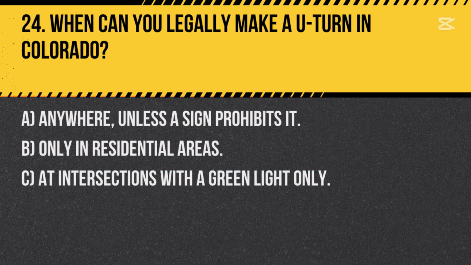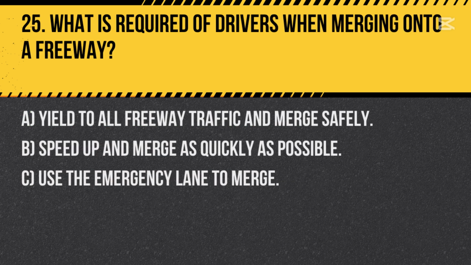Question 24. When can you legally make a U-turn in Colorado? A. Anywhere, unless a sign prohibits it. B. Only in residential areas. C. At intersections with a green light only. Answer A. Anywhere, unless a sign prohibits it. U-turns are generally permitted in Colorado at places where they can be made safely and where no signs exist that specifically prohibit them.